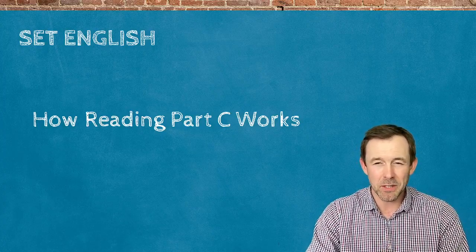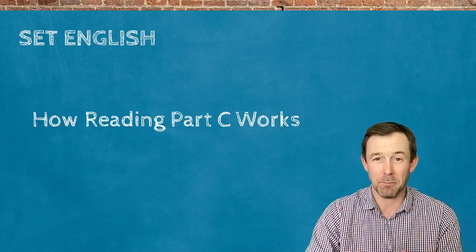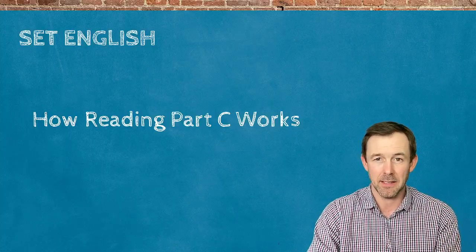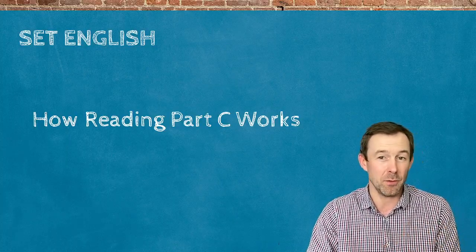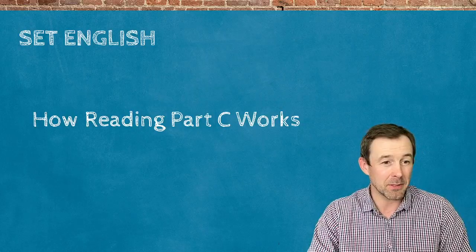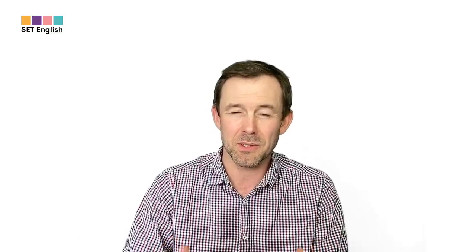In this video, we're going to talk about what really happens in reading Part C. Why is it that we get confused? I'm going to talk about the text. I'm going to talk about a question, and we're going to see how distractors are used and how answers are created.